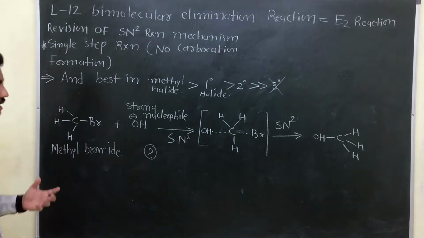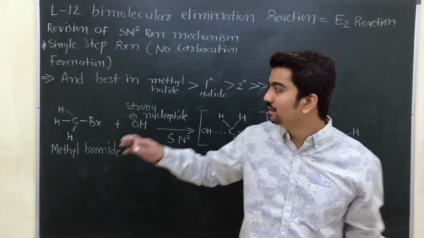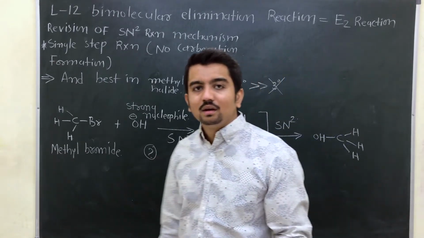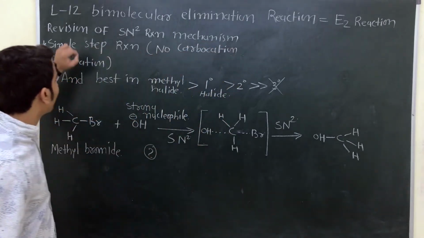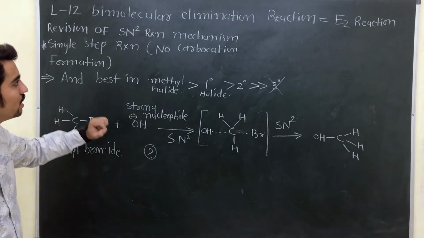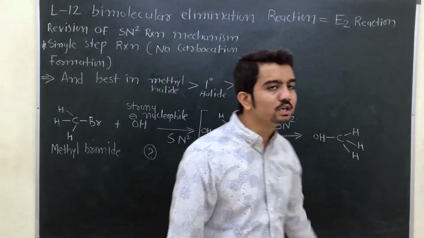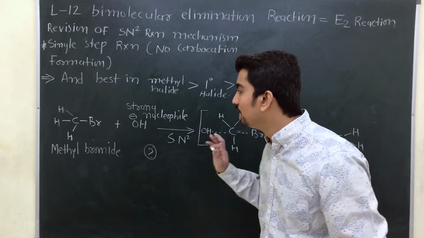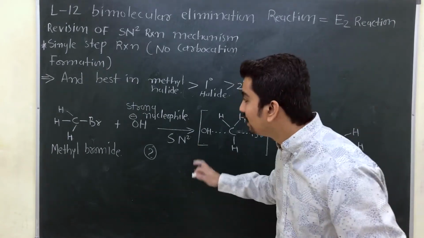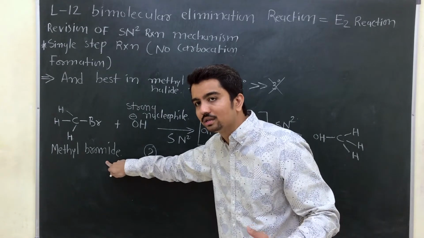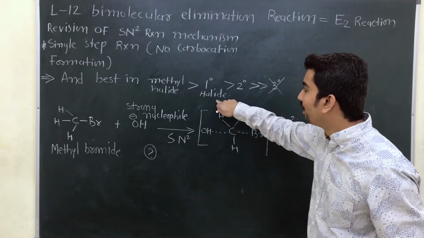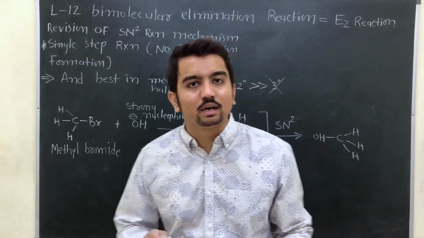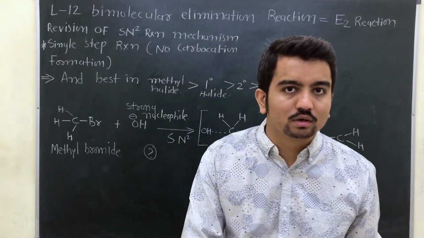Is E2 reaction possible in the given example? Again, question mark. This was a revision of the SN2 reaction mechanism. Now our next topic is the E2 reaction mechanism. First of all, take a screenshot, and then we are going to learn whether E2 is possible for methyl bromide or only for 1 degree halide, and what the similarities and dissimilarities are.